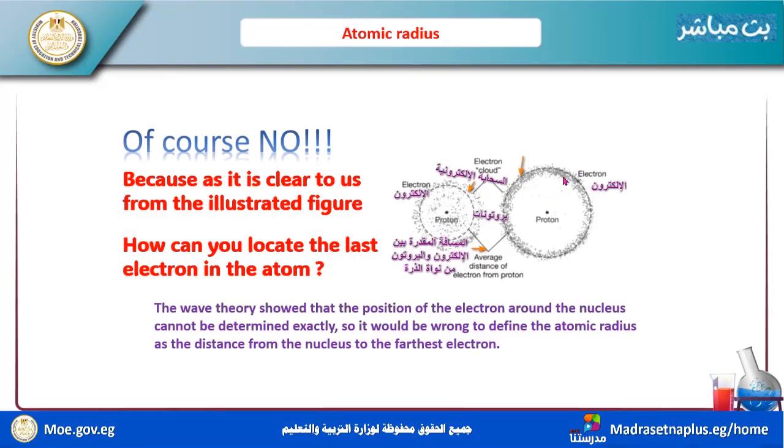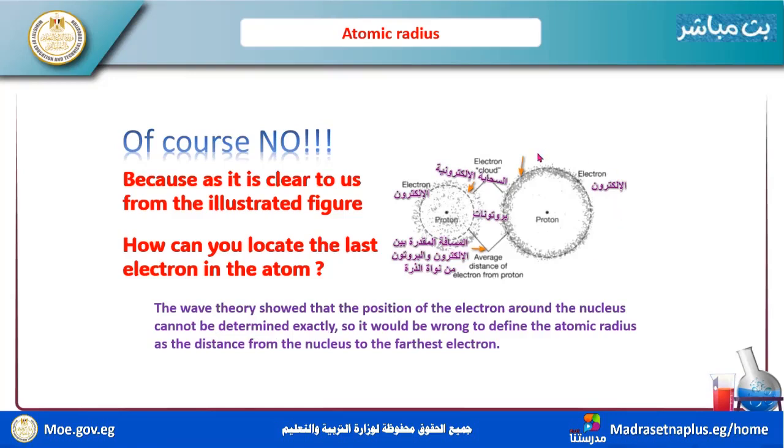How can I make that? This is a distance here, not here, maybe here, maybe here. Can you detect the distance from any place? No, it is impossible, not just difficult, because wave theory shows that the position of electrons around the nucleus cannot be determined exactly. Focus on these words: it cannot be determined exactly.